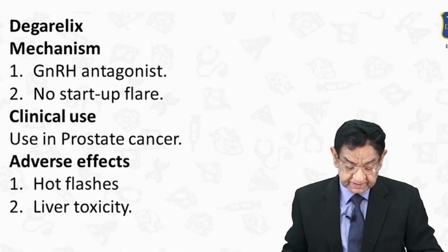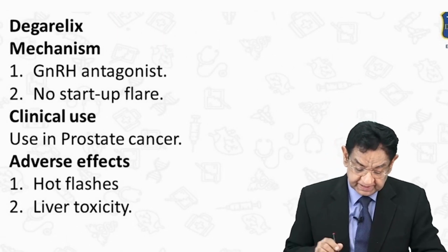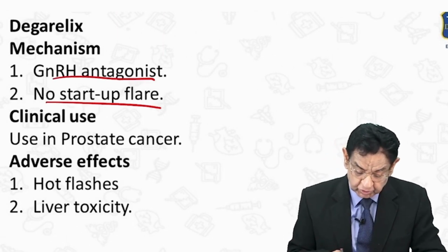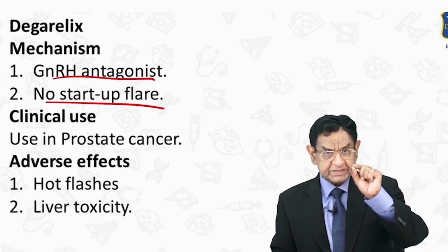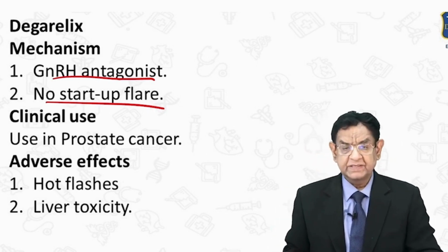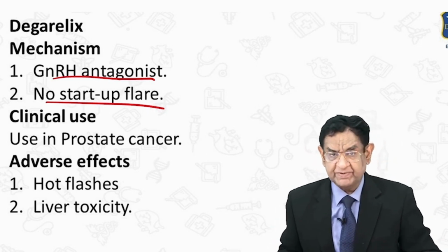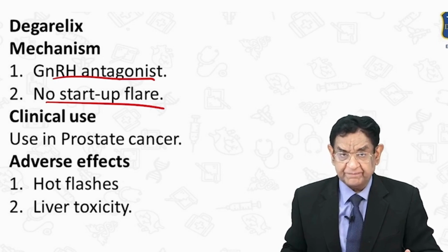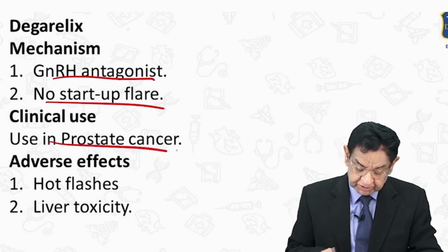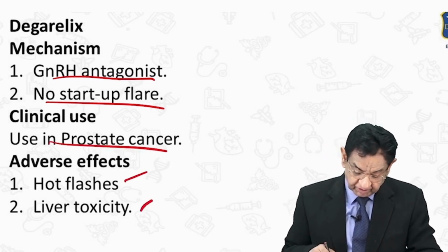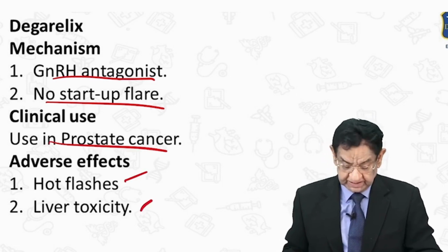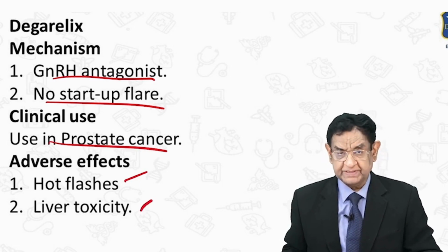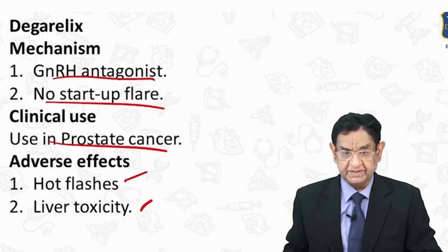The second drug is degarelix. It is an antagonist, with no startup flare. Since it's a pure antagonist, unlike the previous one where initially we have a flare up, this has no flare up. It's a total brake. Used in prostate cancer. Hot flashes and liver toxicity are the two important side effects of this particular drug.